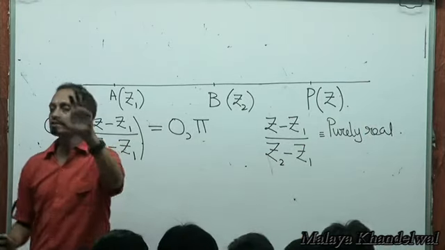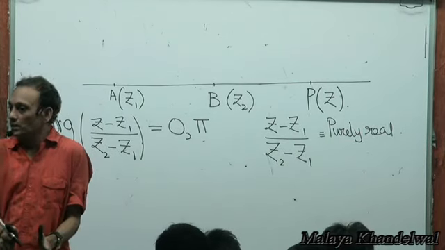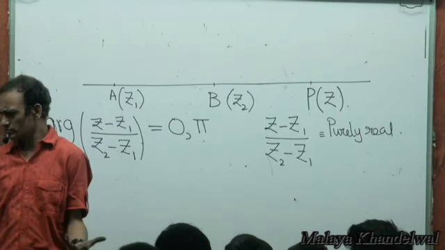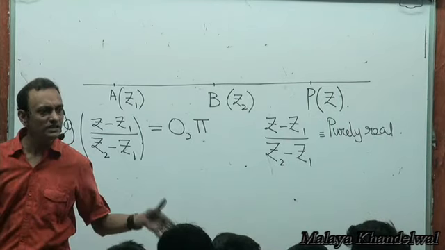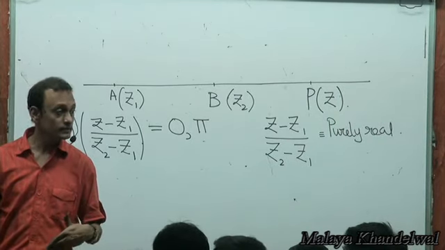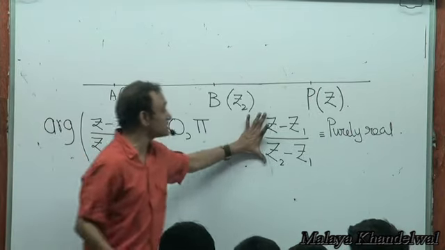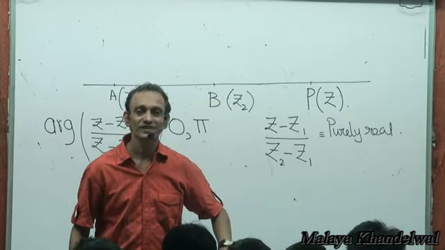If a complex number is purely real, see, a real number has a property that it will be equal to its conjugate. Yes or no? 3 equals 3 bar, minus 3 equals minus 3 bar, right? So if this is a purely real number, then this will be equal to its conjugate. Yes or no?